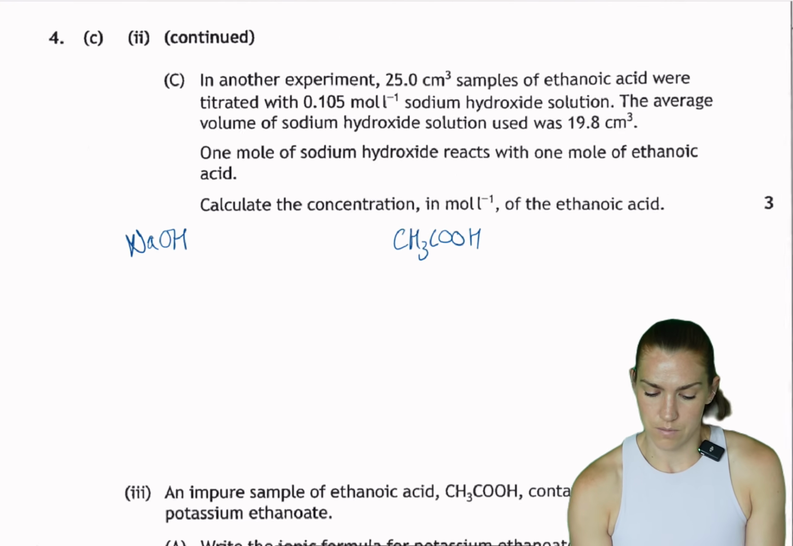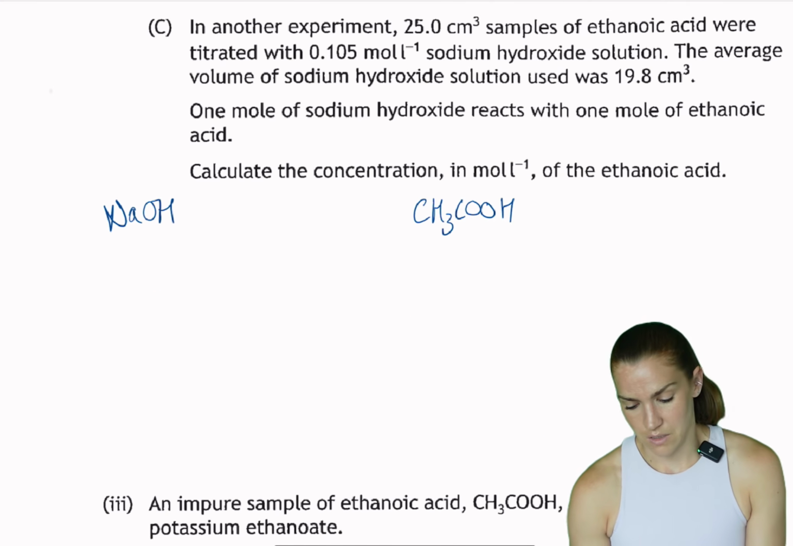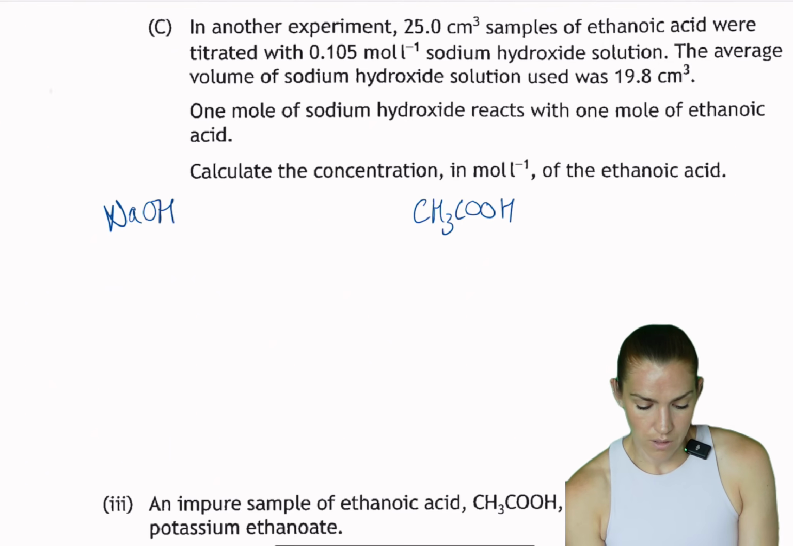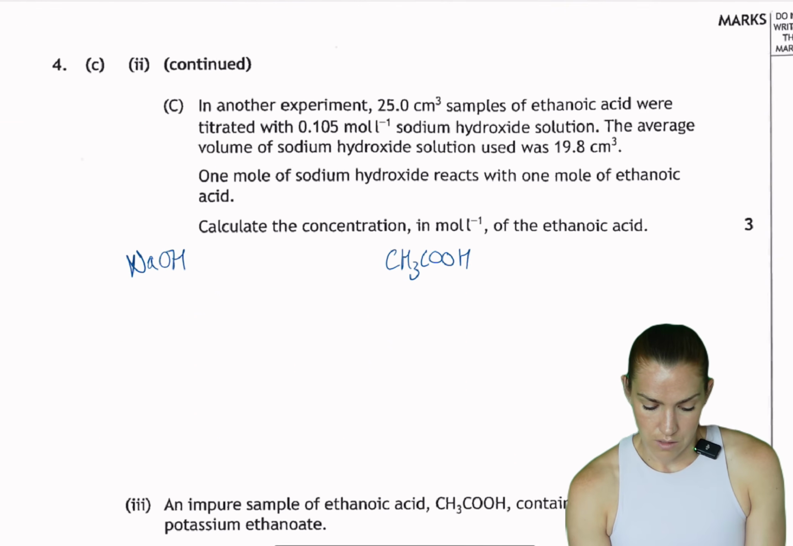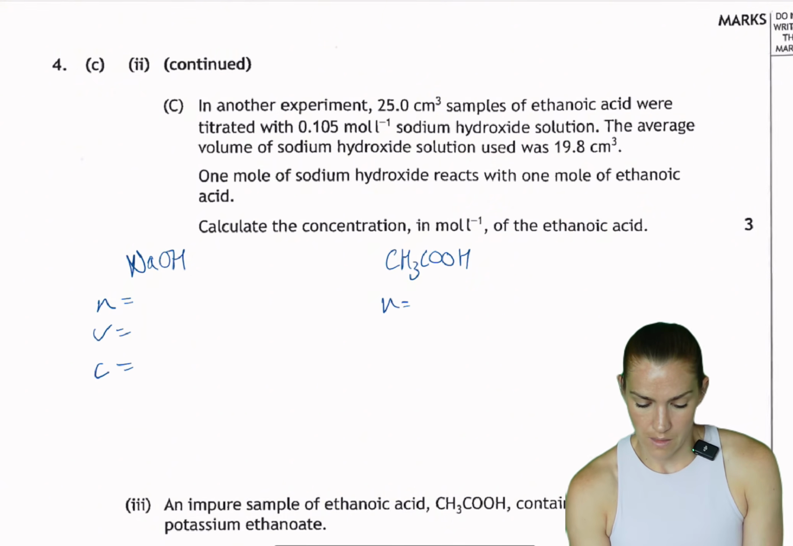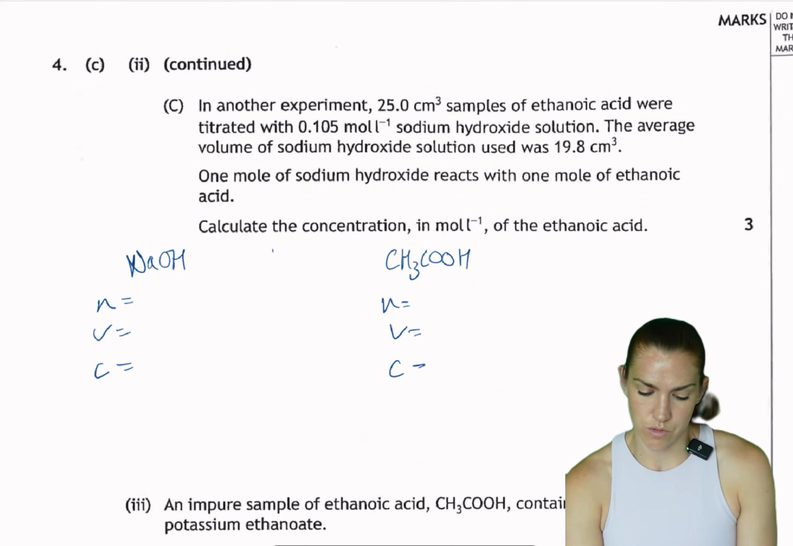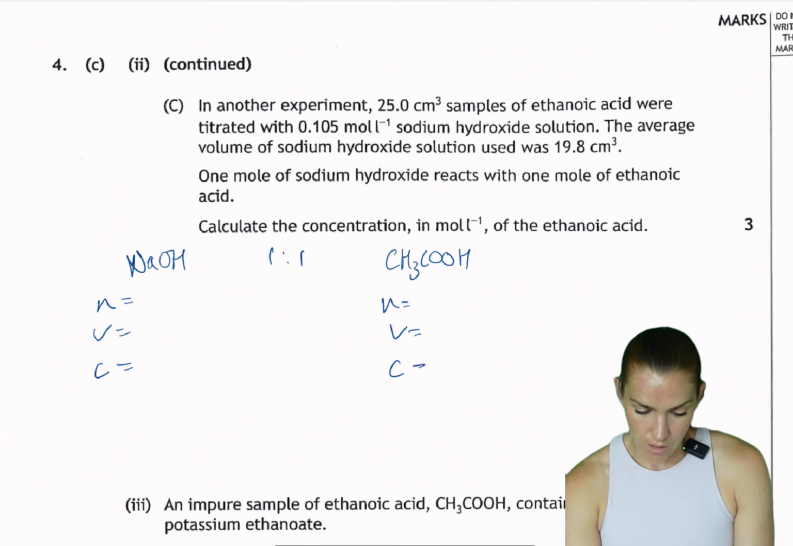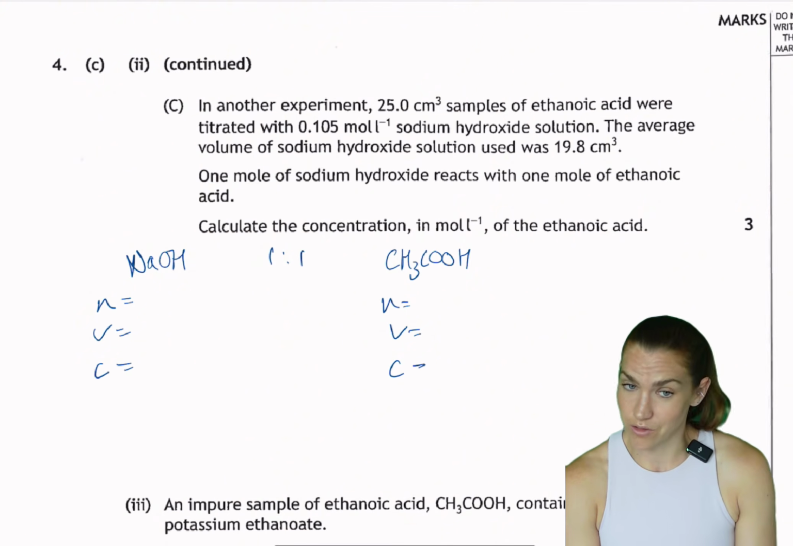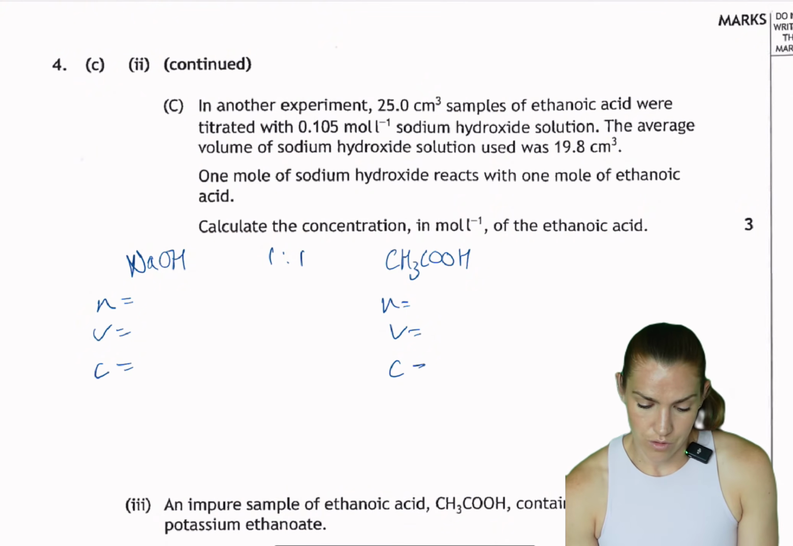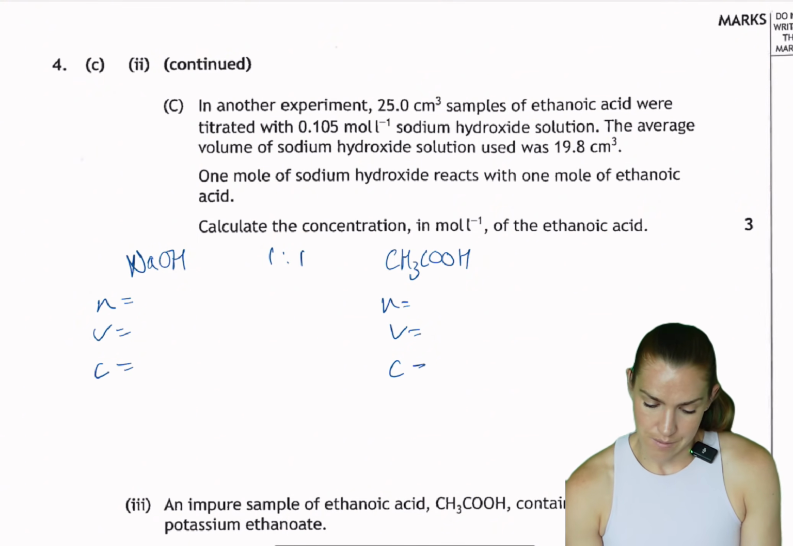You could write sodium hydroxide or just even sodium and then ethanoic. And we're calculating concentration. So we've got N, V and C for both because we're dealing with a titration, and they've told us it's a 1-to-1 ratio, so that goes in the middle. Then if we do, like I like to say, a really crap chemistry treasure hunt and look for our numbers. So we've got volumes of ethanoic acid samples.